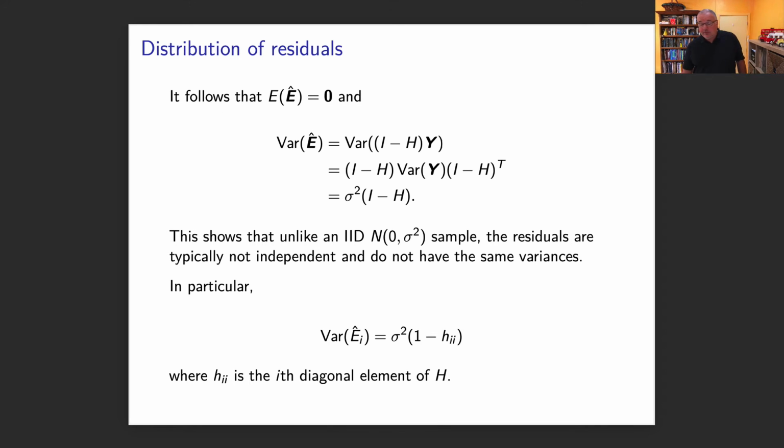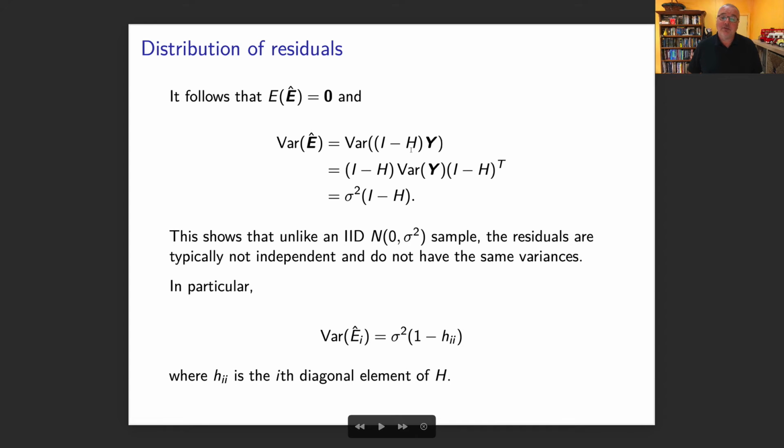So we can derive the expected value and the variance. Well, the expected value of e_i is 0, so that's good. Our new random variables, which we get from the data, have an expected value of 0, which is what we wanted, because the true expected value of epsilon is 0. What about the variance? Well, that's the variance of (I minus H)Y.